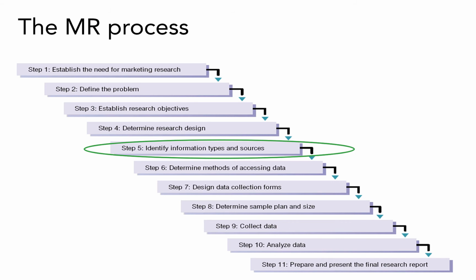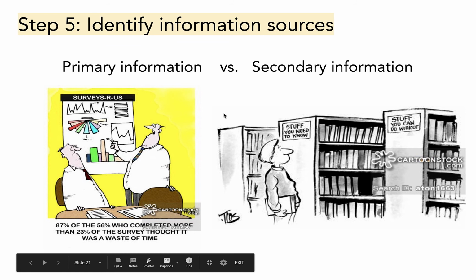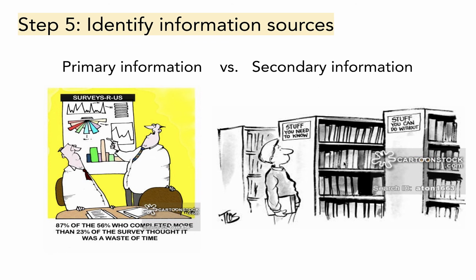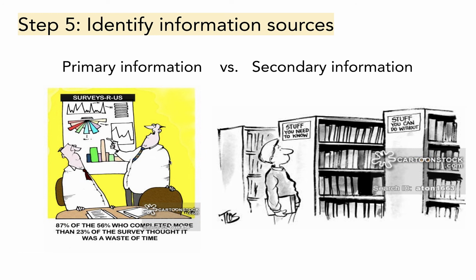Next step is identifying information types and sources. So basically, will you collect primary information or secondary information? In this course, you will be using both. You will be relying on secondary data first, so looking at what's already out there in libraries, online databases, and so on. And then as a supplement, you will collect your own primary information with first-hand data.